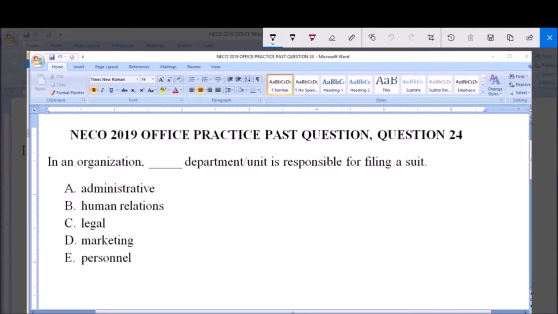I will be answering NECO 2019 Office Practice Past Question 24. In an organization, dash department or unit is responsible for filing a suit. A. Administrative, B. Human relations, C. Legal, D. Marketing, and E. Personnel. So now we are to pick an option that is a department of an organization which is solely responsible for filing a suit.